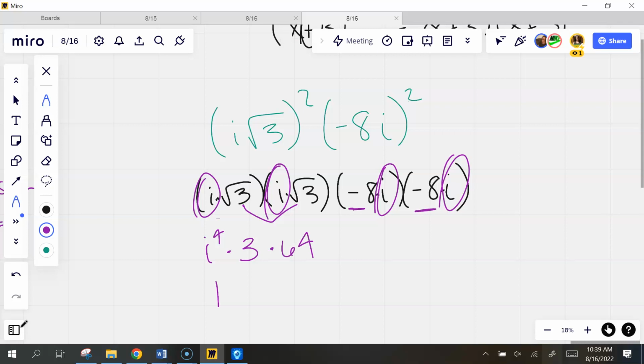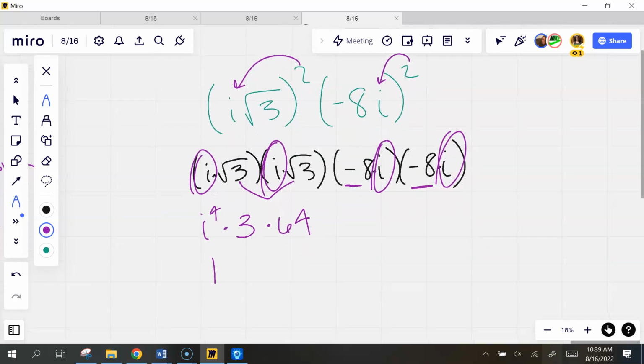I to the 4th is 1. If you didn't do it this way and you had I squared is negative 1, right? But you've got two of them. What's negative 1 times negative 1? 1. Positive. 3 times 64? 192.